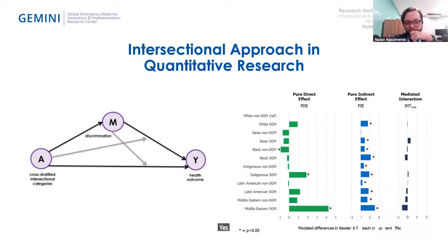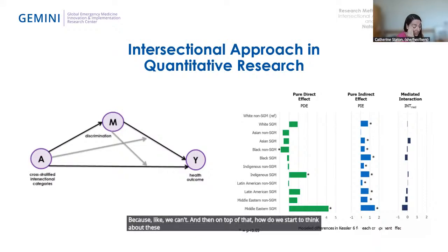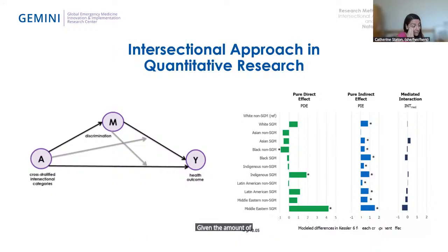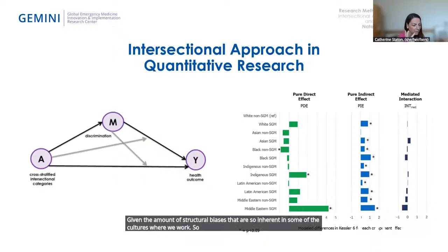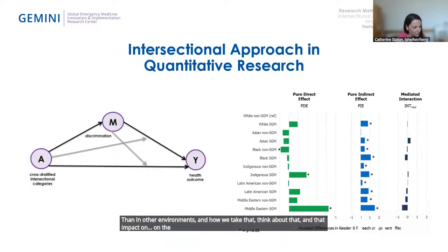And on top of that, how do we start to think about these intersectional challenges given the amount of structural biases that are so inherent in some of the cultures where we work? So thinking about being Black in North Carolina, it's going to be very different than in other environments, and how we think about that and its impact on the populations.